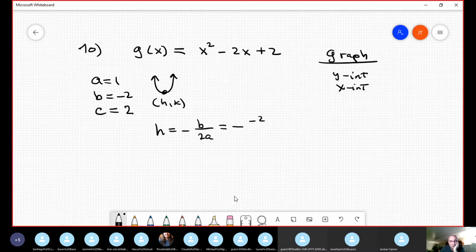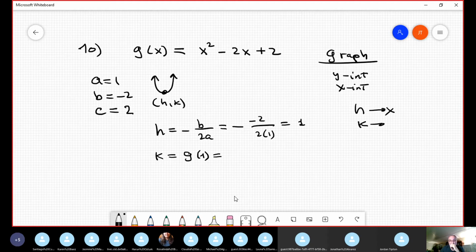Minus b is minus 2 divided by 2 times 1. Okay, I can see the double minus becomes positive, and 2 divided by 2 is 1. h is 1. And k is you evaluate g at 1. So you plug in, you replace. Remember, h is equivalent to the x value, and k is a y value.